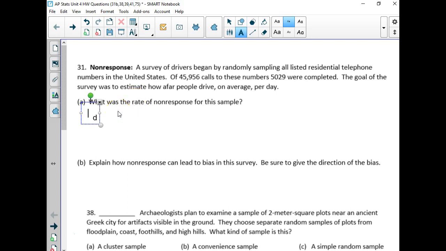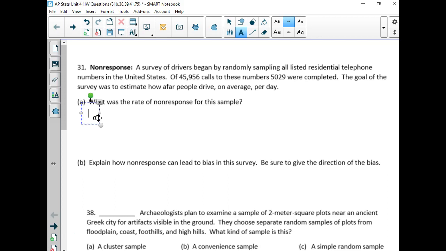A survey of drivers began by randomly sampling all listed residential telephone numbers in the United States. Of 45,956 calls to these numbers, 5,029 were completed. The goal of the survey was to estimate how far people drive on an average day. What was the rate of non-response? So just a quick friendly reminder, non-response means the people who did not complete the survey.